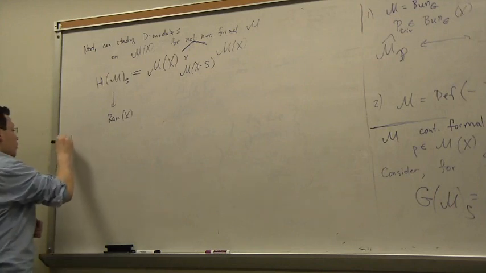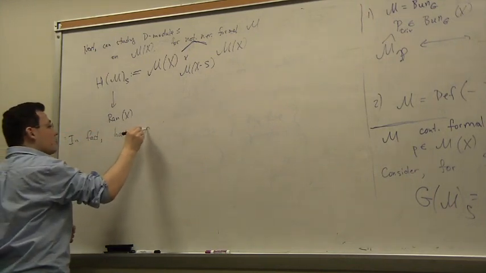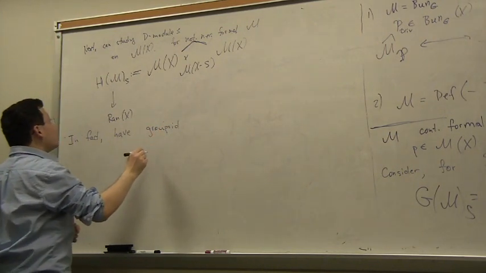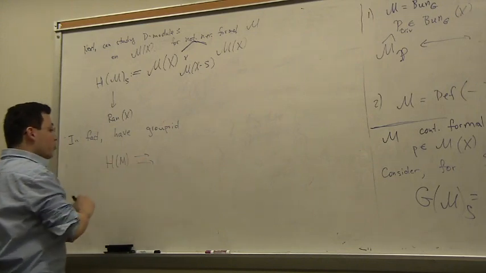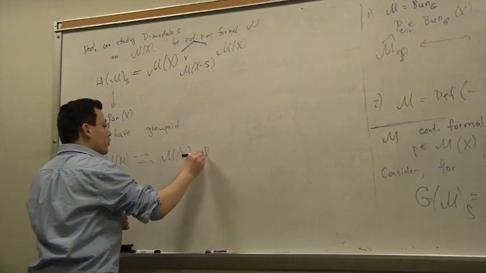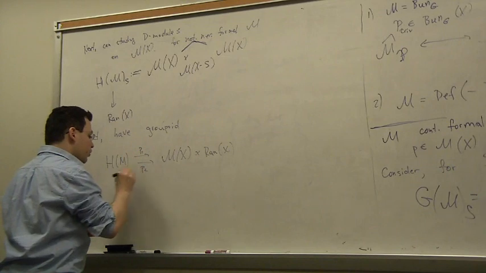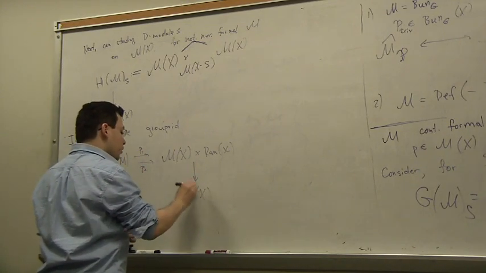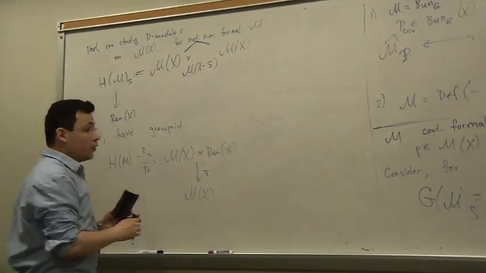In fact, we have this groupoid, I write it like this, H of M. There are two maps, the two projection maps, to M of X, across the Ran space, 1, 2. And let's remember this projection map.